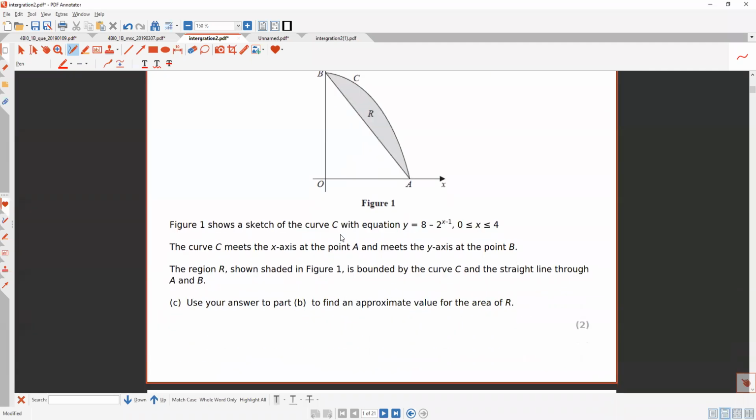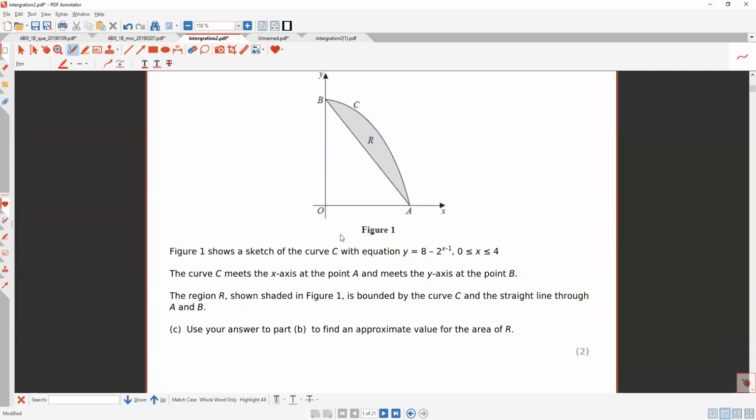Now they said figure 1 shows a sketch of the curve. They showed us the sketch of the curve 2 raised to x minus 1. The curve C meets the x-axis at point A and meets the y-axis at point B. The region R, shaded in figure 1, is bounded by the curve C and a straight line through AB. Now use your answer to part B to find an approximate value for R.